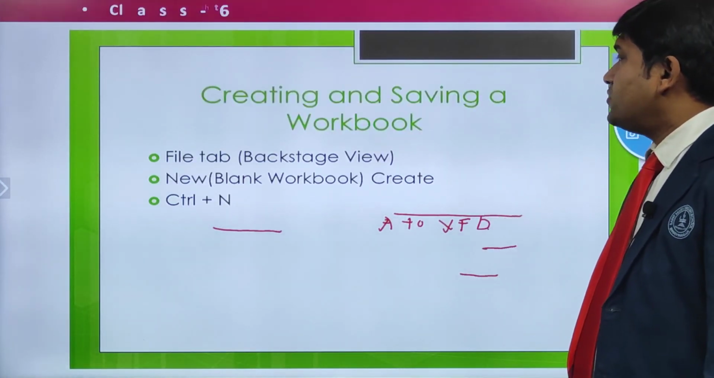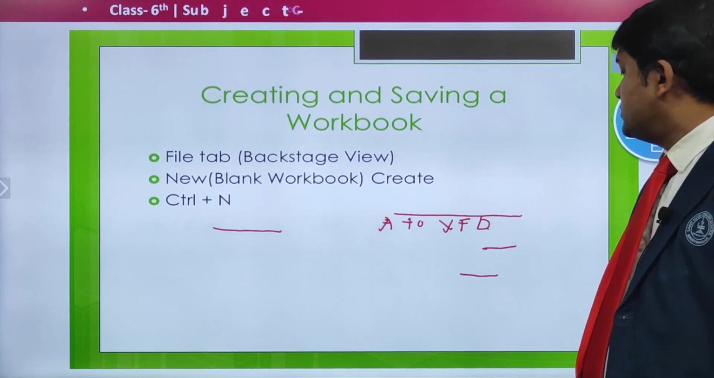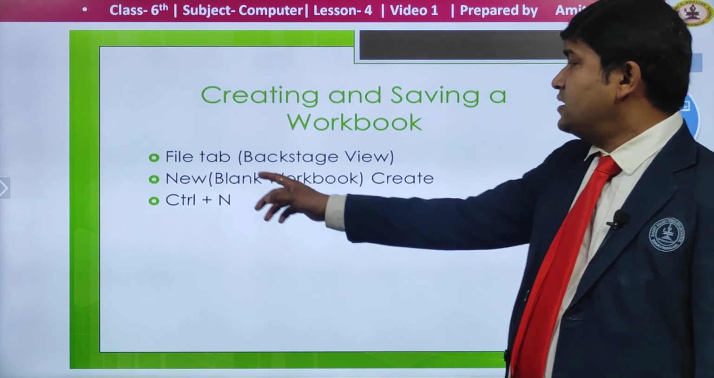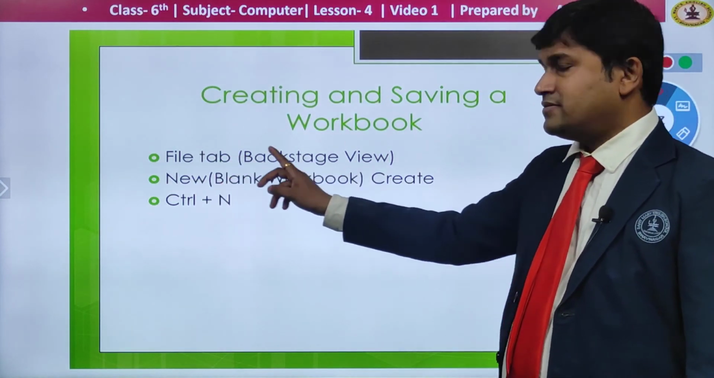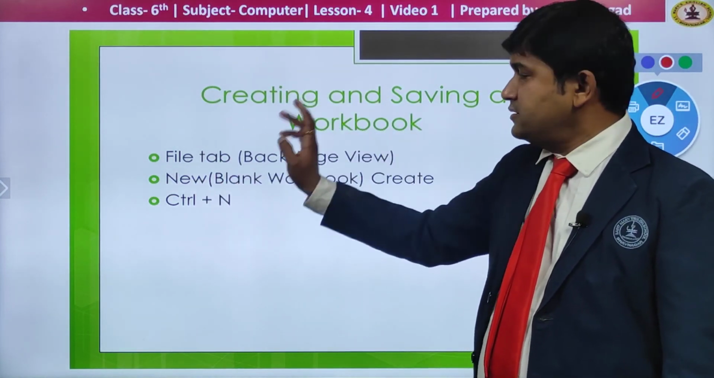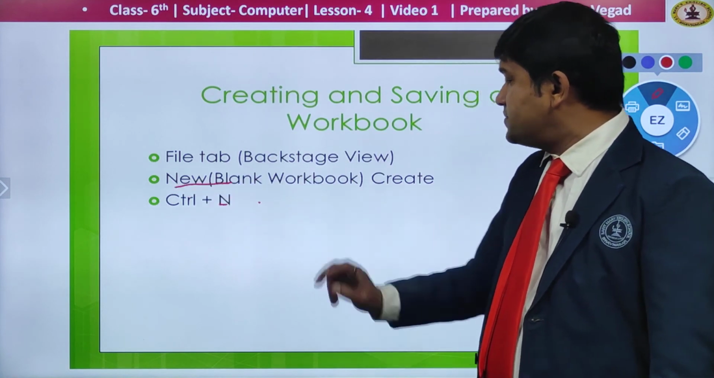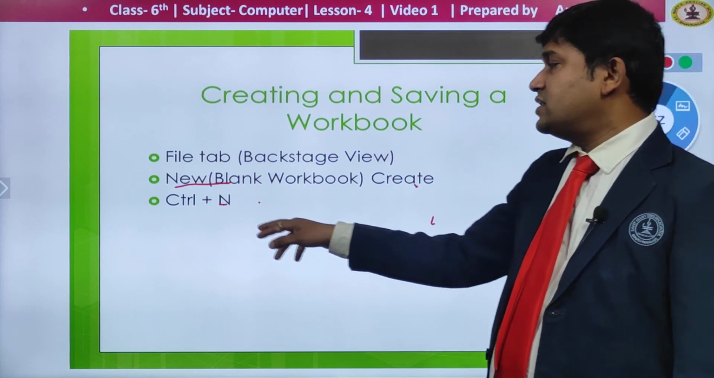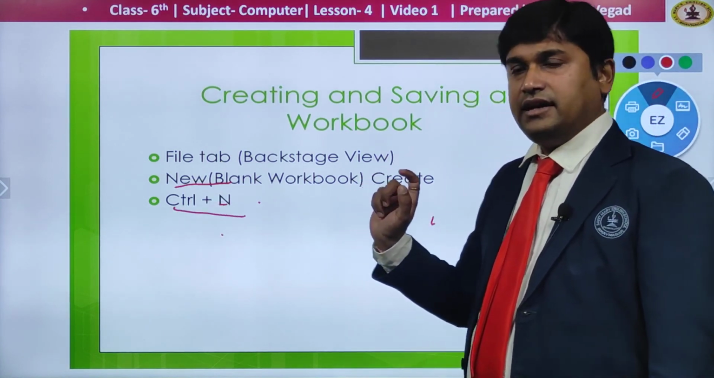Okay. Now creating and saving a workbook, which we discuss here in detail. The File tab, that means click on the File button, then we select which option? New option, and select which option? Create workbook. Otherwise the shortcut key is Control plus N.